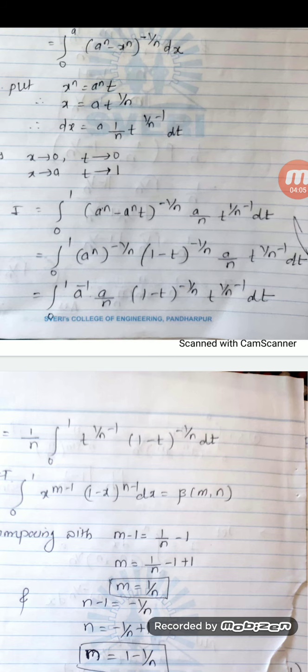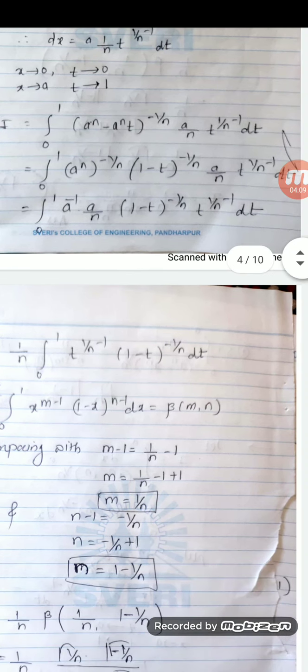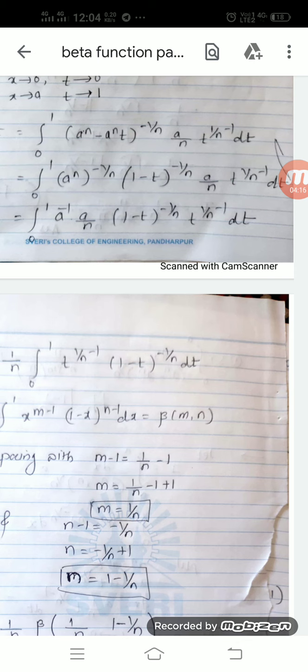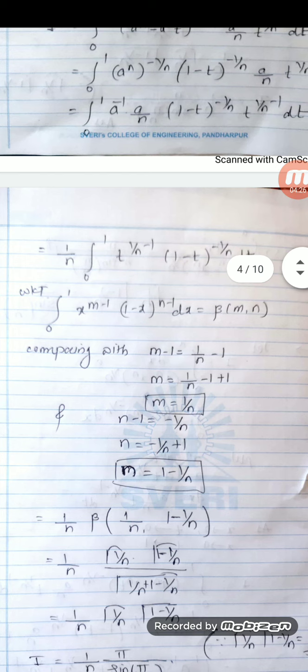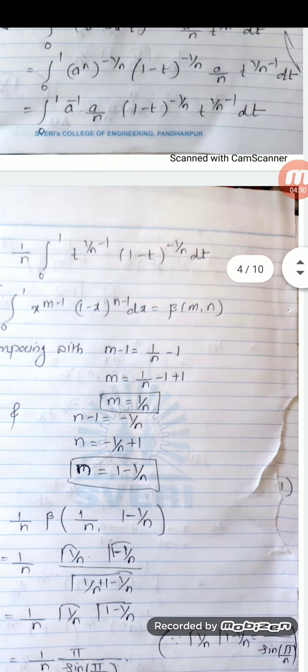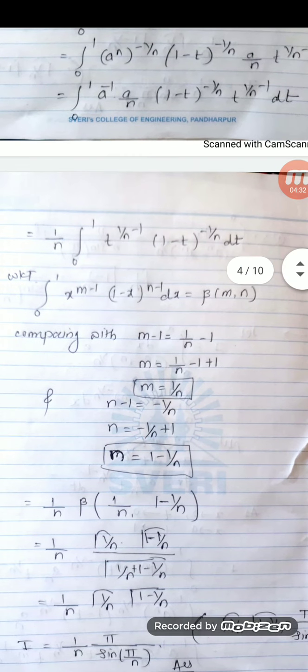For x equal to 0 we are getting t equal to 0, and for x equal to a we are getting t equal to 1. Put all these values and simplify the terms. Take a raised to n common from the first term, and a by n is a constant, after putting the value of dt as a by n t raised to 1 by n minus 1. Simplify all these terms and we will get 1 by n integral 0 to 1 t raised to 1 by n minus 1 (1 minus t) raised to minus 1 by n dt.